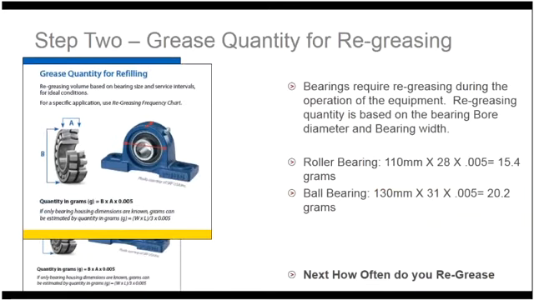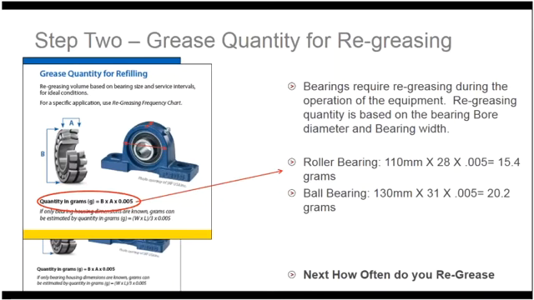So now let's take a look at how much grease we need to use when we re-grease the bearing after a service life. As you know, the initial fill will only last so long, and then we have to replenish that grease. So replenishing of the grease is based upon the bore diameter, or the large diameter of the bearing, times the width of the bearing, times a factor of 0.005, which will calculate the grams of grease for replenishment.